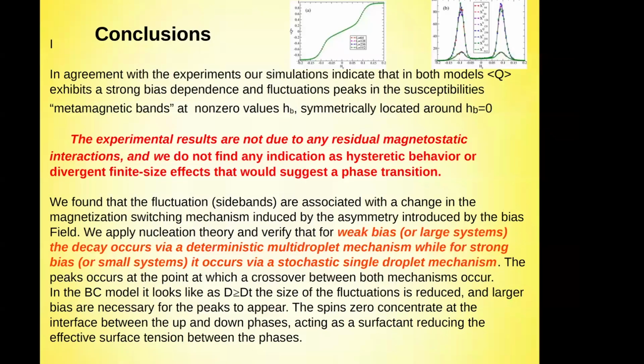Okay, so the conclusions. Remember, the idea from the beginning was to see if we can reproduce the bands. Yes, the bands are there. And what we got is in agreement with the experiments: our simulation indicates that in both models, the order parameter Q exhibits a strong bias dependence of fluctuation peaks in the susceptibilities, what they experimentally call the metamagnetic bands, at non-zero values of HB symmetrically located around HB equals 0.